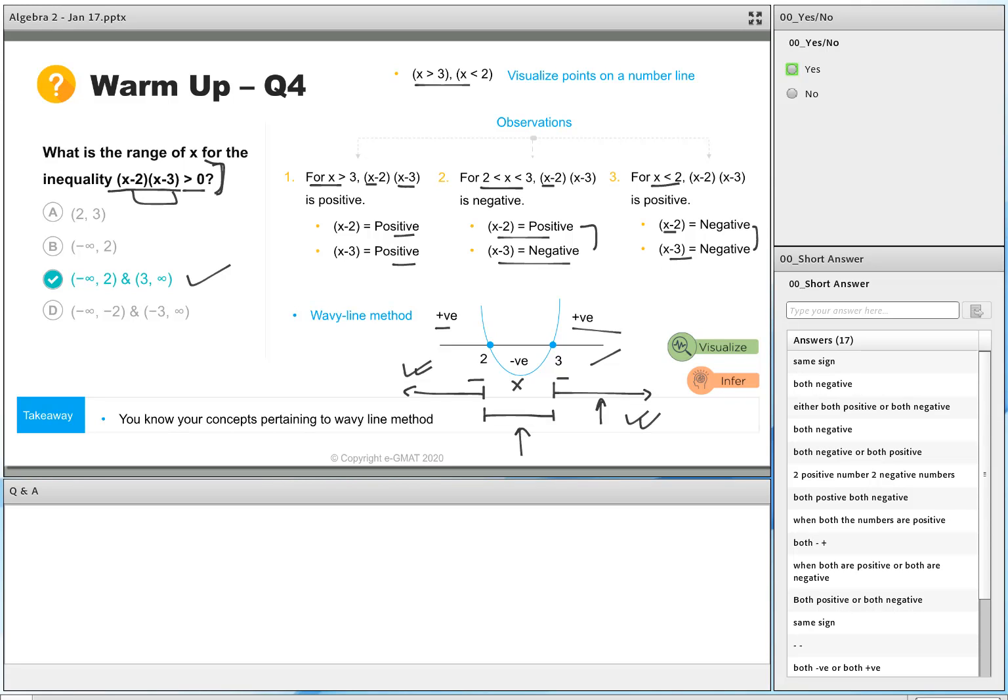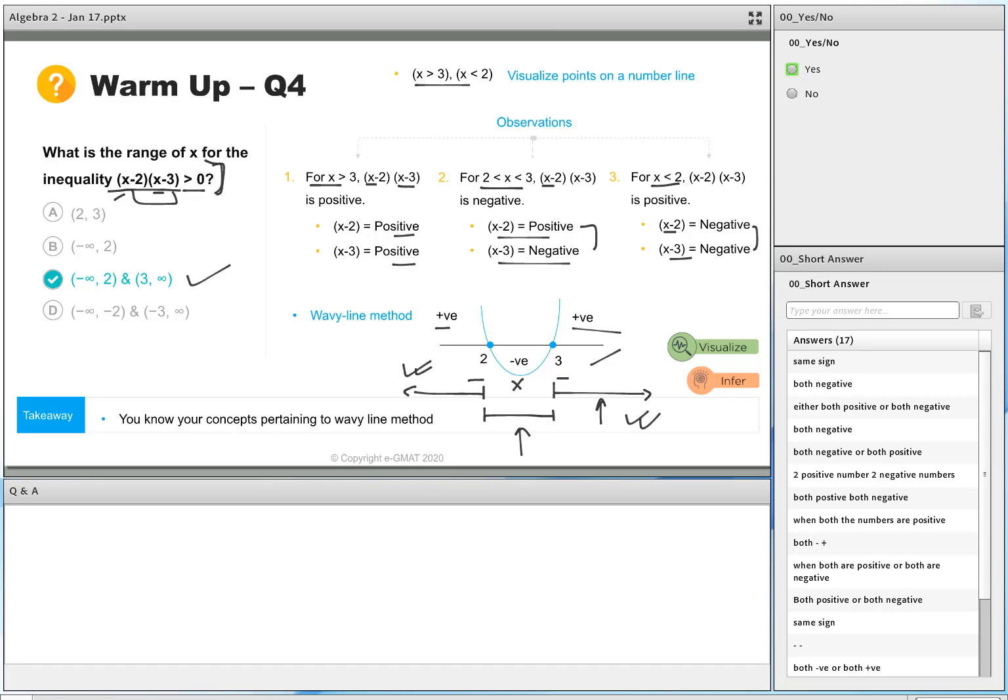After putting them on the number line, we'll have regions, and then consider each region to see whether these expressions turn out to be positive or negative. Based upon whatever the turnout, either positive or negative, find out their product. If the product is in line with the question, you can take that region. If the product is not in line with the question, then you won't be able to take that region, and that cannot be a part of your answer, right?